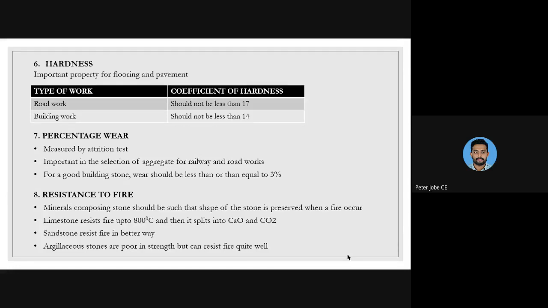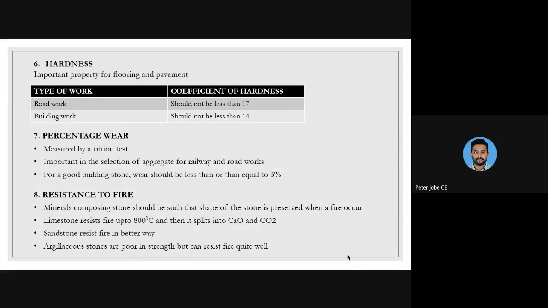You'll know. So next is the percentage wear, and it is measured by attrition. This is done so that we can use it particularly for railway and road works, because on railways and roads the stones will be subjected to continuous loads, continuous wear and tear, and they should be able to withstand this wear and tear for a long time. So for a good building stone, the wear should be less than or equal to 3%.